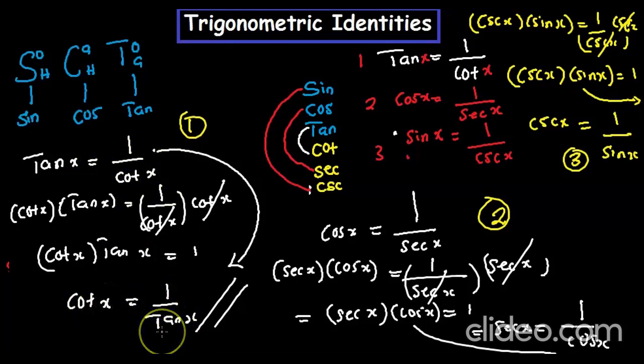So tan x, which equals 1 divided by cot x, became cot x equals 1 divided by tan x. The second one is cos x equals 1 divided by sec x, so sec x equals 1 divided by cos x. Next one is sin x equals 1 divided by CSC x, and at this point we have CSC x equals 1 divided by sin x, and this shows the reciprocal. Let's look at another method.